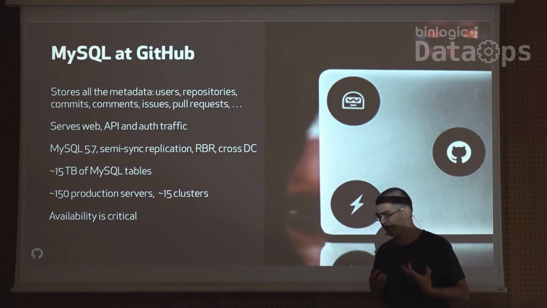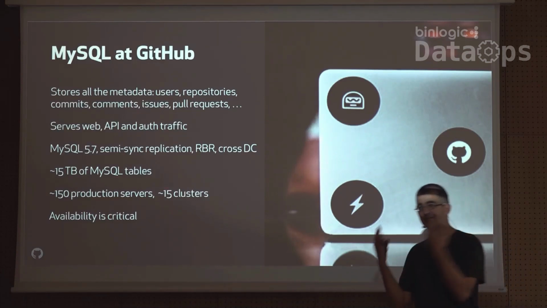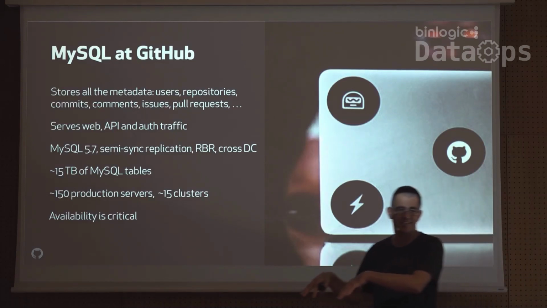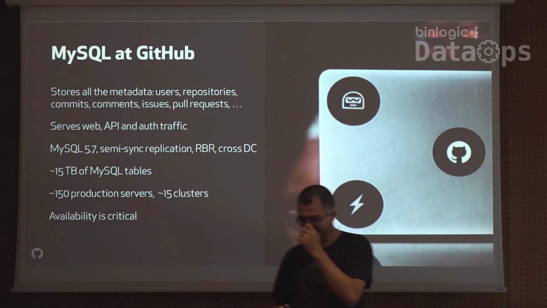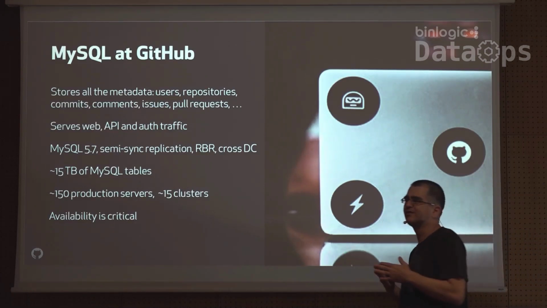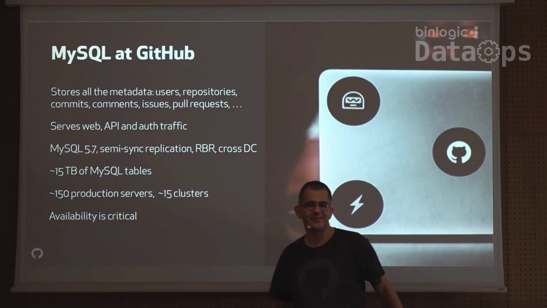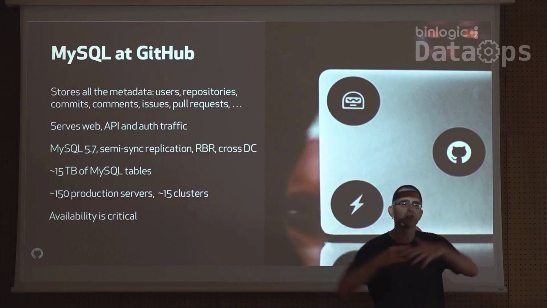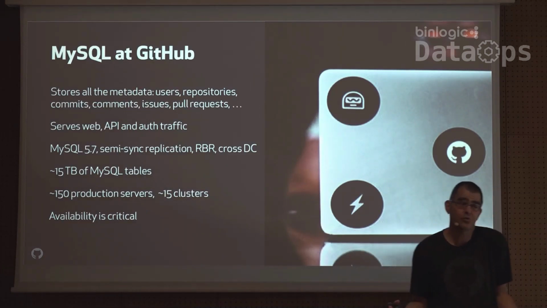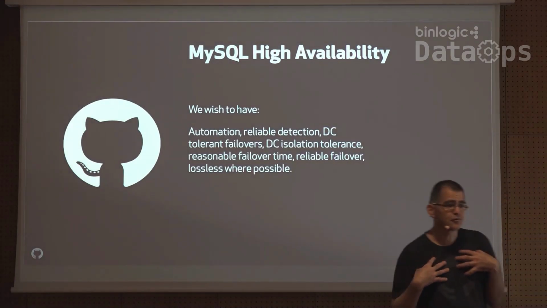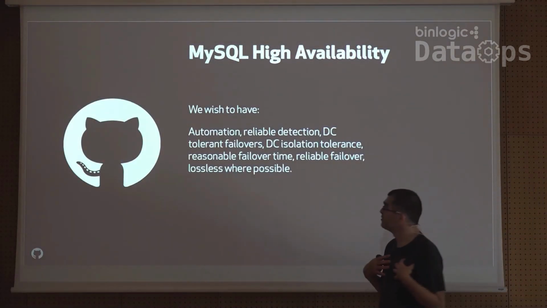But what's important for us is that it is available. That's really critical. If GitHub is down, all of Twitter is down because everyone is tweeting that GitHub is down, right? So we are at the crossroads of a lot of workflows. The entire NPMs and Go libraries and CI builds, everything goes through. And if GitHub is down, that's not good. So my team is in charge of the high availability of MySQL itself.